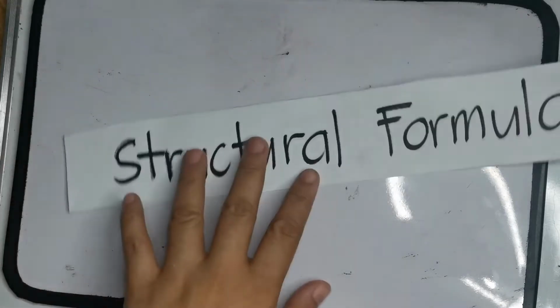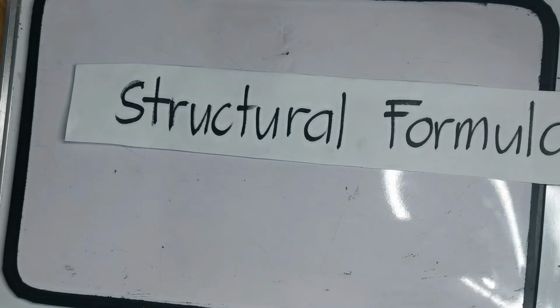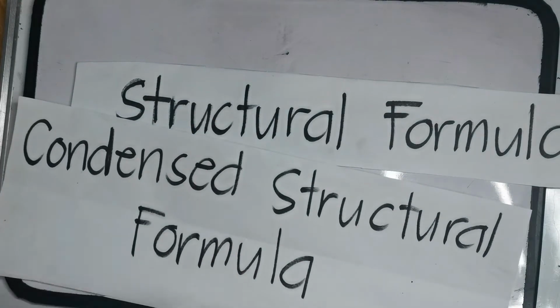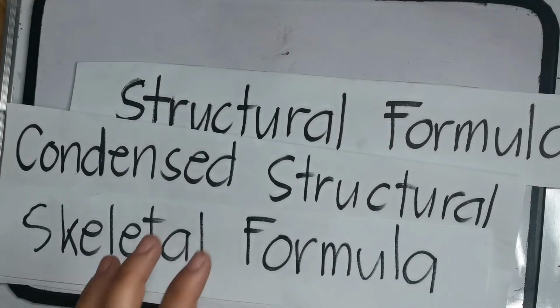So in the four ways we have here the molecular formula, the structural formula, the condensed structural formula, and the skeletal formula, which is the last. So let us take it one by one.